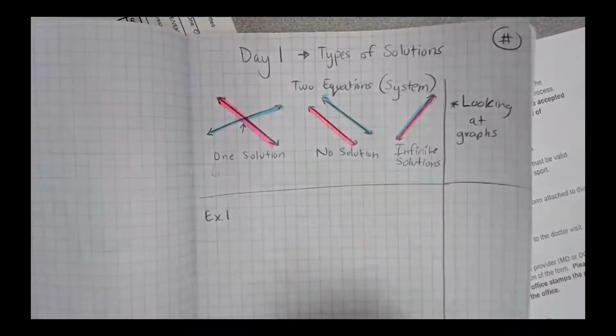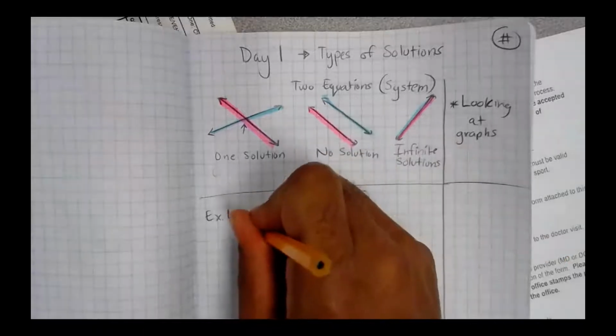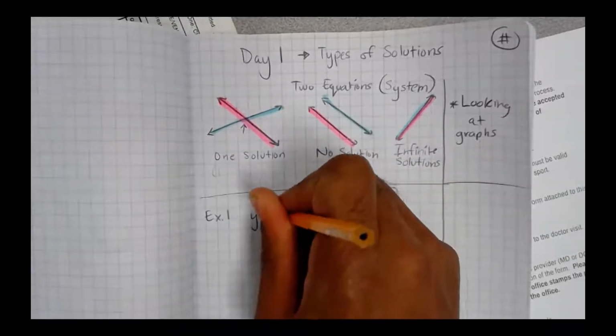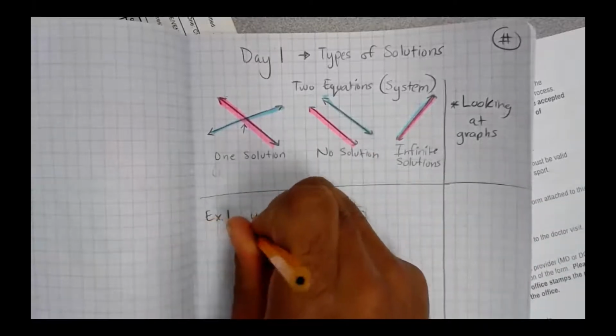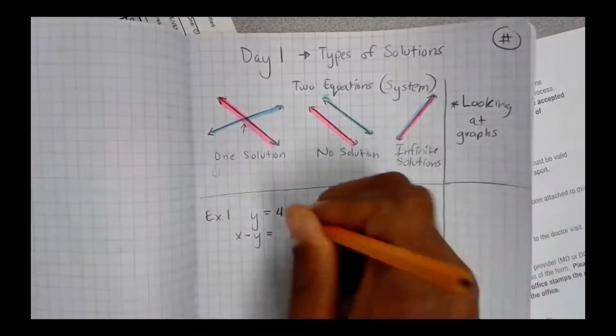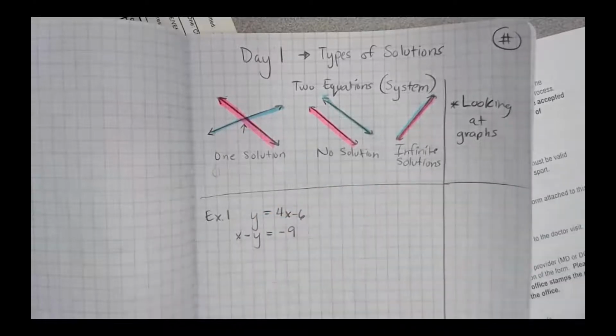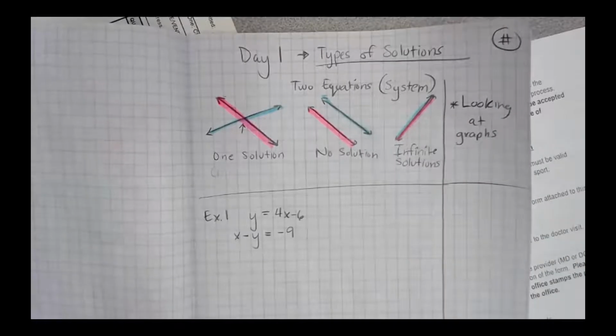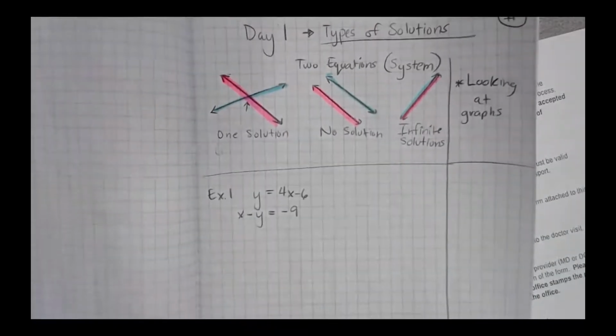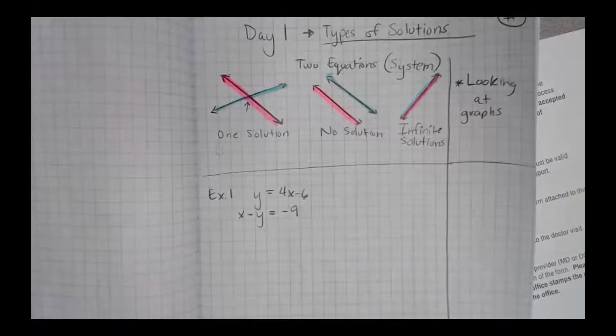Okay, so the first example we'll look at is y equals 4x minus 6, and then x minus y equals negative 9. Okay. So remember, the goal here isn't necessarily to find what the answer is, but what kind of answer you are going to have. What type of solution?